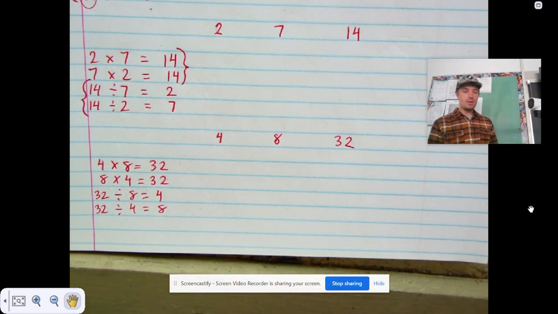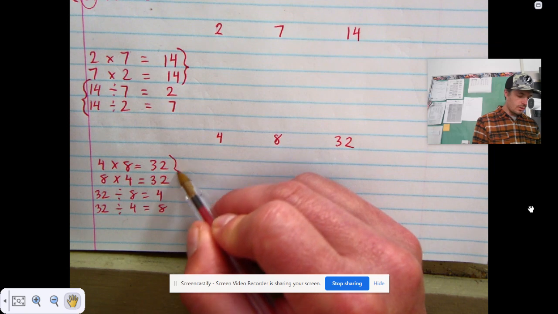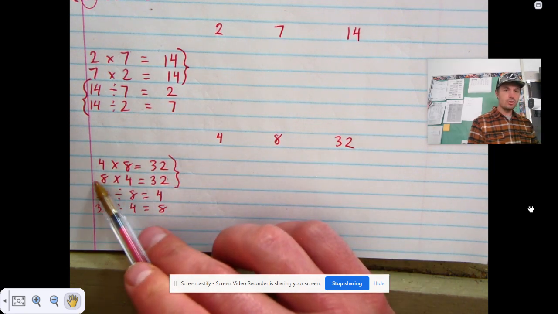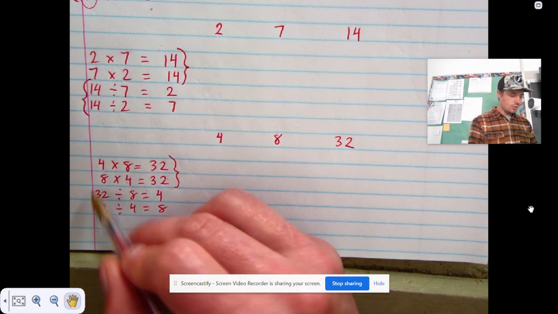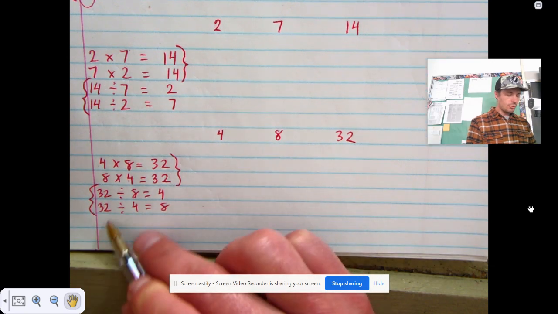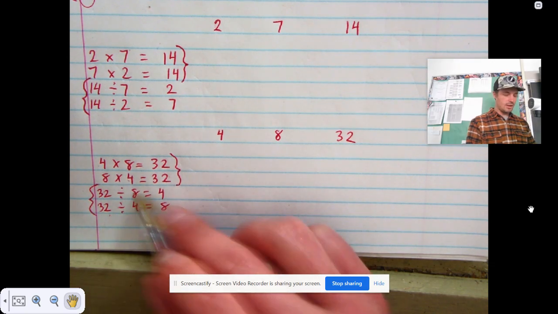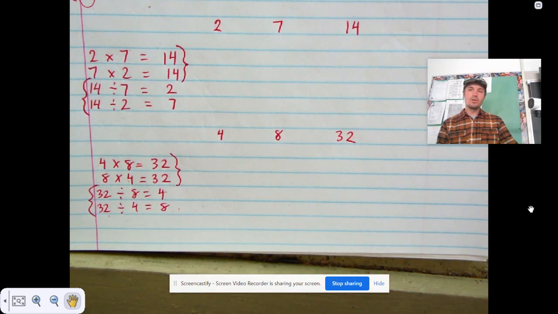In the two multiplication facts, the larger number goes all the way to the right, and the other two numbers switch spots. In the division fact, the larger number goes all the way to the left, and the other two numbers switch spots. So how can I use these fact families to find an unknown?